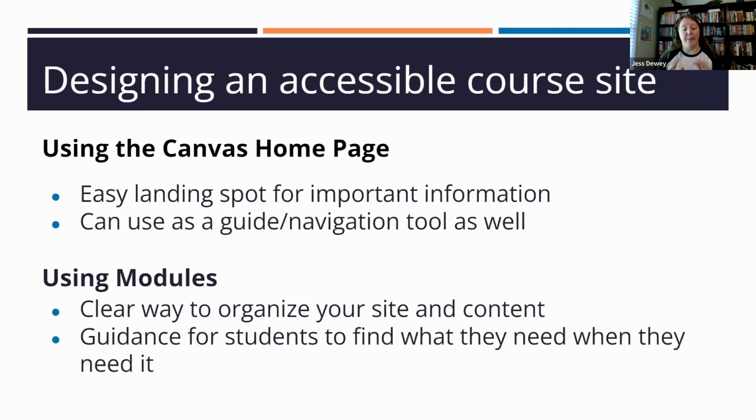Now, some of the beginning steps for thinking about designing an accessible course site are some of our best practices that you might have heard in our previous workshops. The first one is using a Canvas homepage. We suggest setting up a homepage as an easy landing spot for important information. That might be your course description, your name and contact information, etc. Depending on how you set it up, you can also use your homepage as a guide or a navigation tool for students. The great thing here is that everything they would need to work in your course, figure out where things are, and know how to navigate your course site, the homepage can work really well for this, and it's one spot.